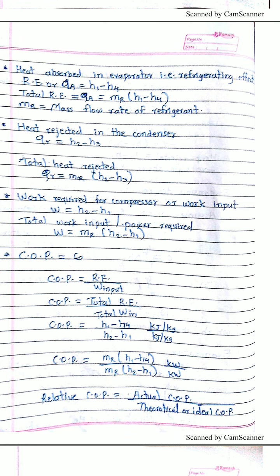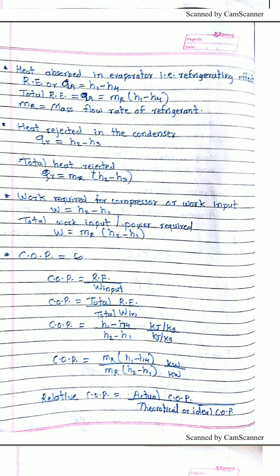Now the work required for the compressor, as work input, W is equal to H2 minus H1. So the total work input is equal to MR into (H2 minus H1).